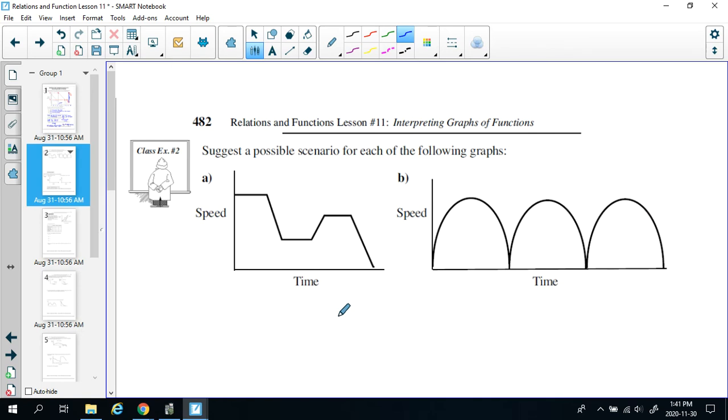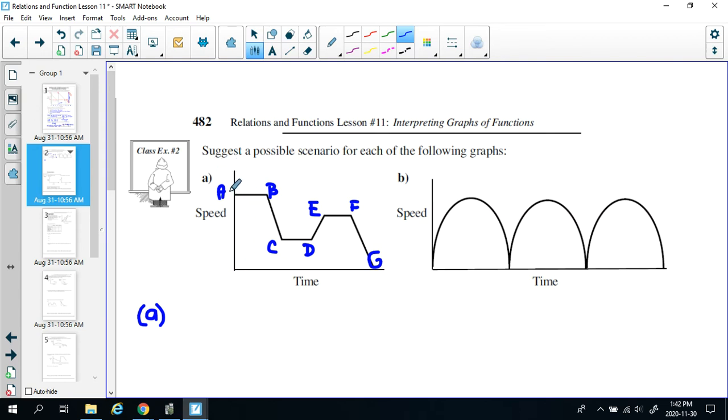Okay, example 2. It says, suggest a possible scenario for each of the following graphs. Okay, so it says speed and time. So we can envision having a car that's driving. Now let's identify all the different points here. So let's say this is point A, this is point B, this is point C, this is point D, E, F, and then G. Again, this is more of a physics question, identifying what's going on with the motion here, but it's okay, we can play around with this a little bit right now. Okay, so speed is on the y-axis, time is on the x-axis.